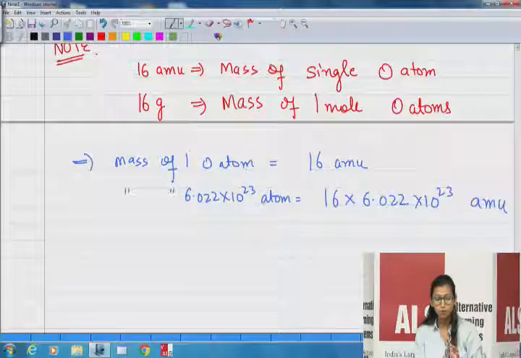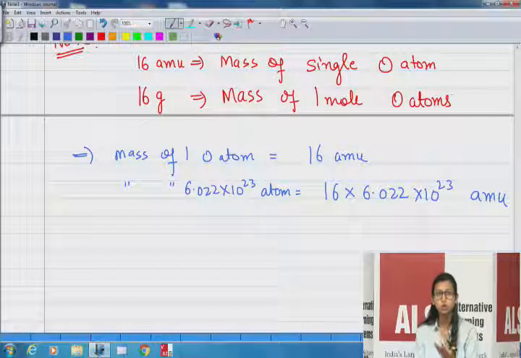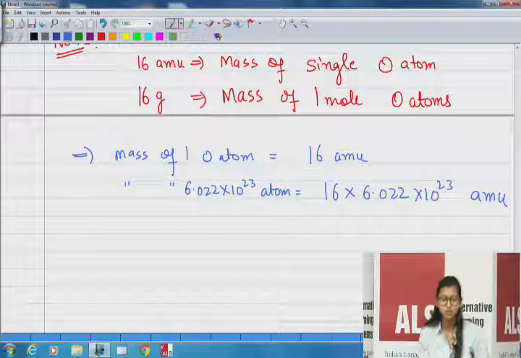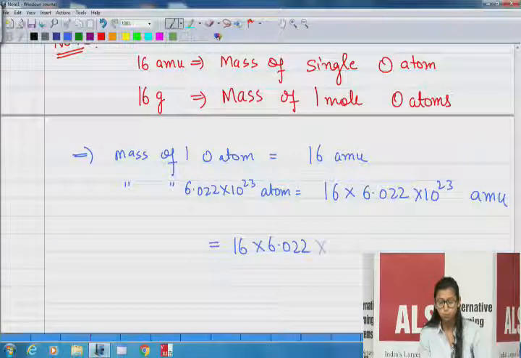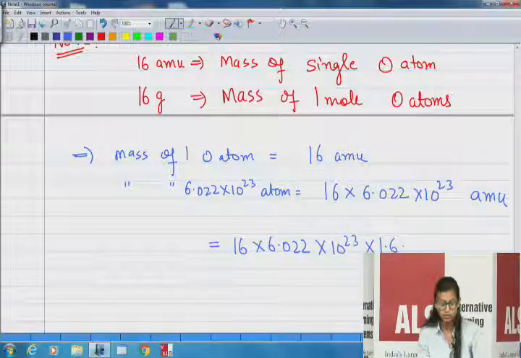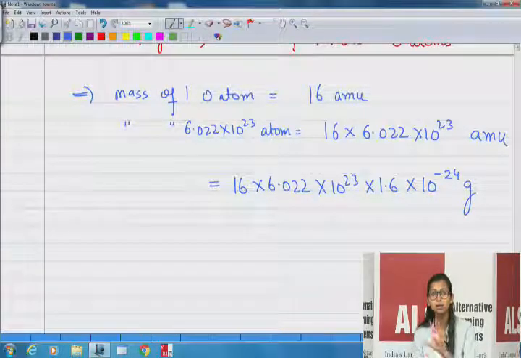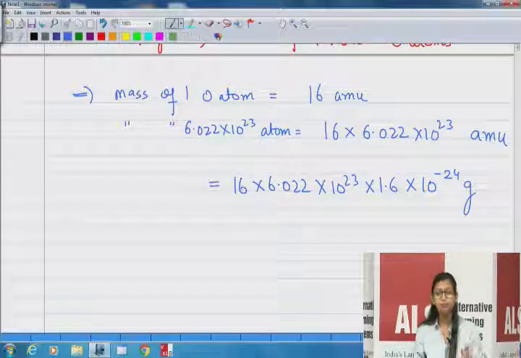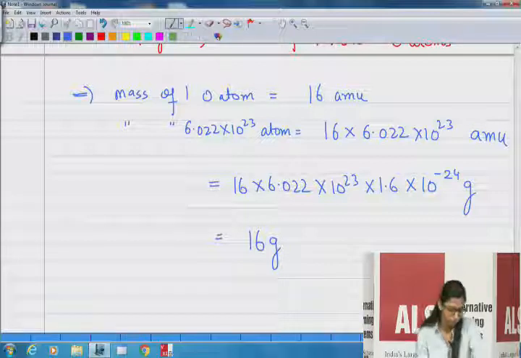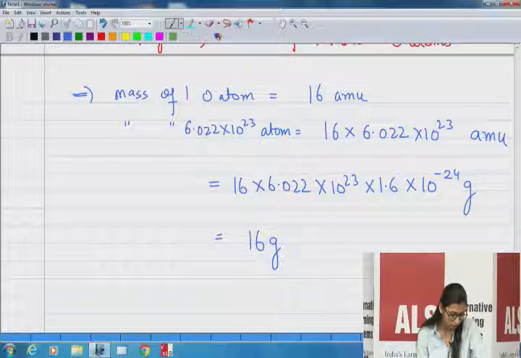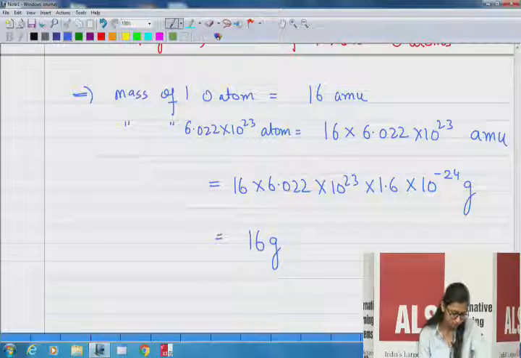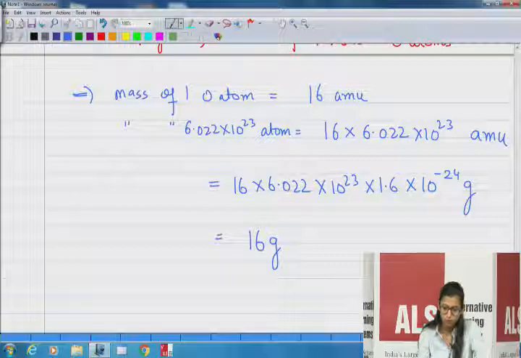You are getting it? Now obviously if I want to convert it into grams, we know the unit, you are now putting the value of the AMU itself. Everyone just try this. 6.022 into 10 to the power 23, then 1.6 into 10 to the power minus 24 grams. You understand that, right? I have put the value of the AMU. 1 AMU is equal to the mass of a proton. If you do all that calculation, you will get 16 grams as the answer. If you want to try, you can try the calculation. Once you are done, you will get this thing. 1.67.